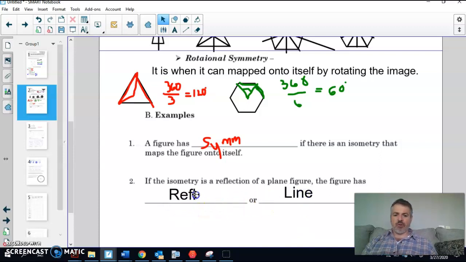So it looks like I'm going to run out of time, so I'll probably have to come on with another second video. This only goes to 15 seconds. But that last one is if an isometry is a reflection of a plane figure, that figure is said to have reflectional symmetry or line symmetry.